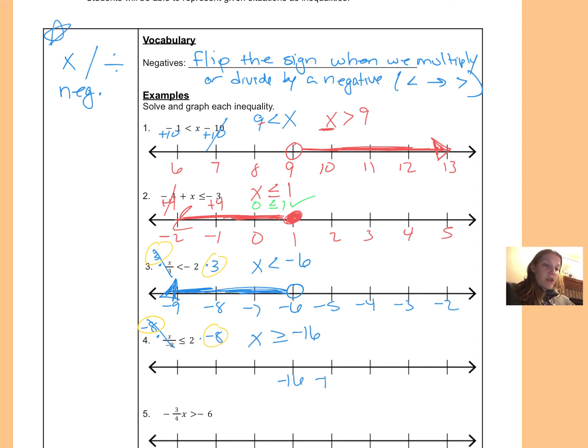Watch how you're making your number line again. And then I want a filled in circle because it can be equal to. I want values for x that are greater than or equal to. So I'm going to shade it towards the greater than numbers, which will be towards the right.